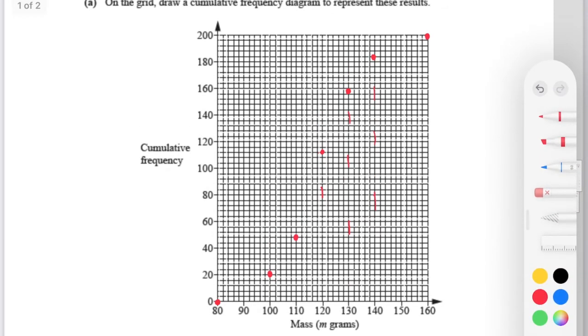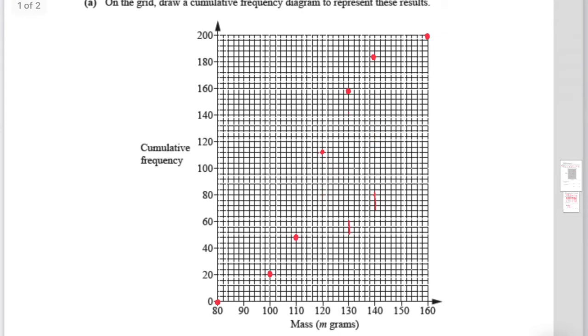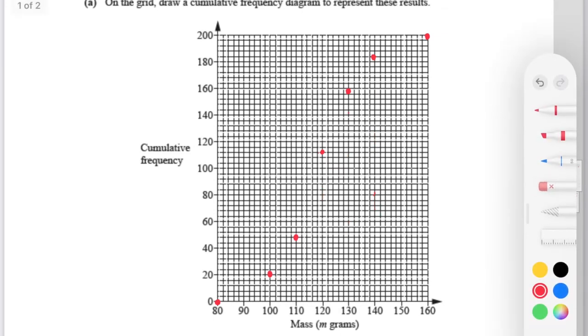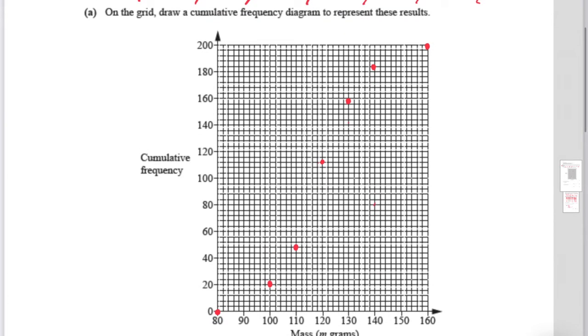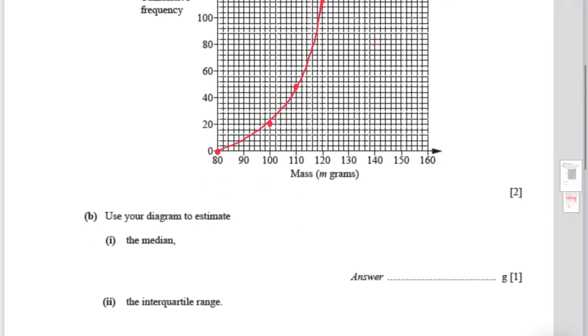Let's remove all the scribblings and draw the cumulative frequency curve. Okay, one second. Now I need to tilt my iPad so that I get the best results. So I start from the lowest point first, go from there, and I connect all the points accordingly. One second. This is not the best of graphs, but it gives you the idea of what it's supposed to look like. So let's move on. Use your diagram to estimate the median.